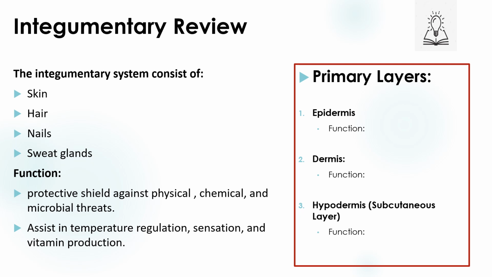It's composed mainly of keratinocytes. It also contains melanocytes, which produce melanin, giving skin its color, and Langerhans cells involved in immune response. The epidermis acts as a protective barrier against environmental hazards such as bacteria, UV radiation, and water loss. It also plays a role in the production of vitamin D.